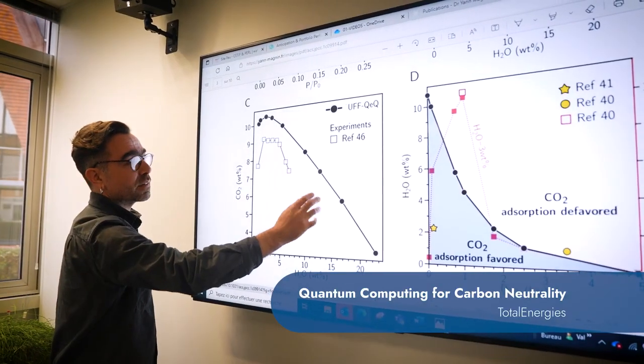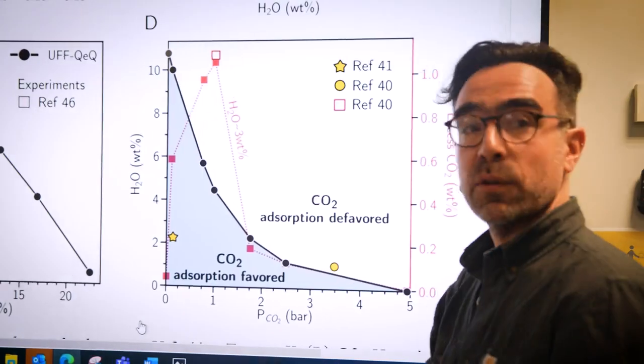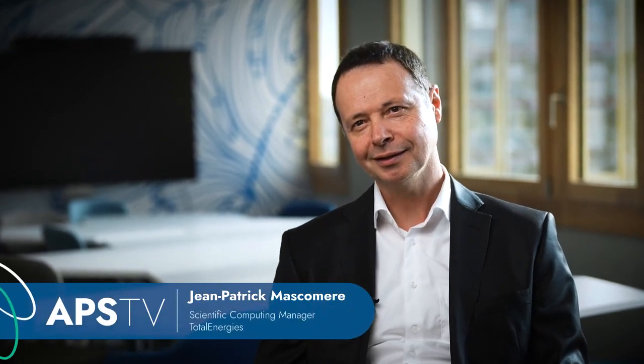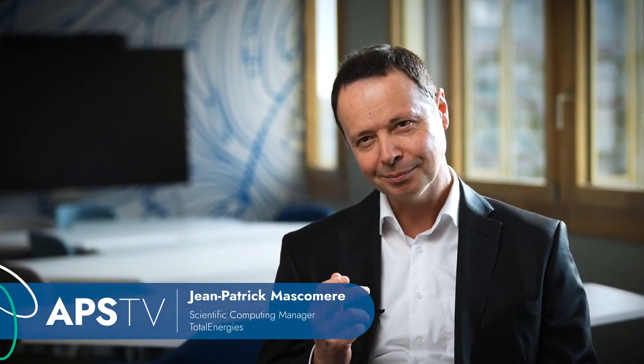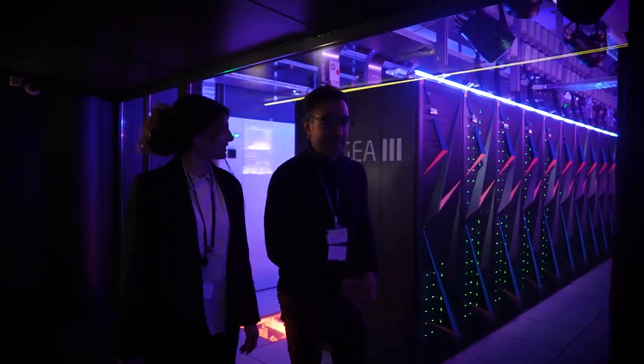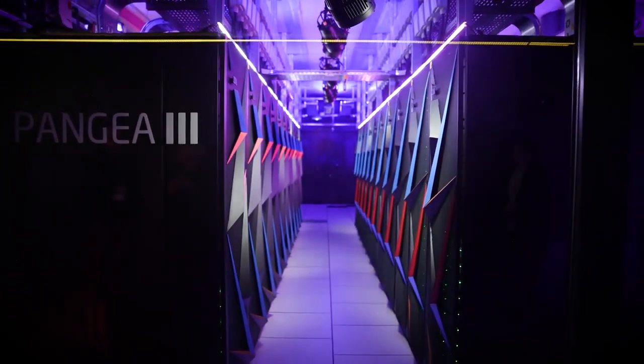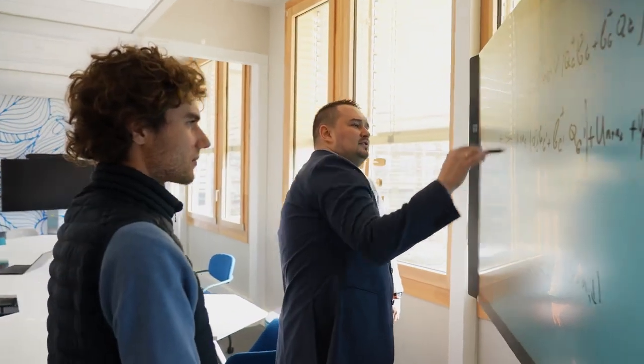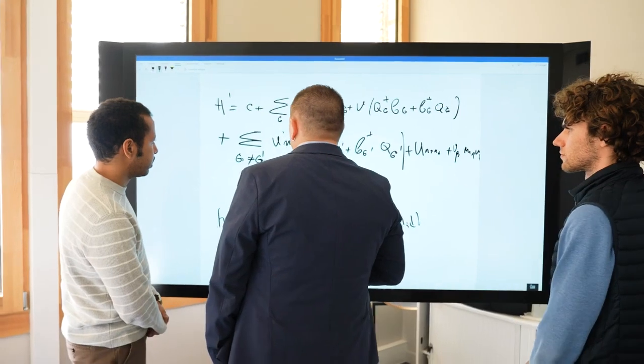Carbon neutrality is essential. It's very, very difficult to achieve. We need game-changing technologies in key areas such as carbon capture, for example. Carbon capture is based on very sophisticated technologies, and it implies sophisticated materials. We need to perform accurate simulation in order to predict their properties. Reducing CO2 from the atmosphere requires development of new disruptive solutions. At TotalEnergies, we believe that one such technology is going to be quantum computing.